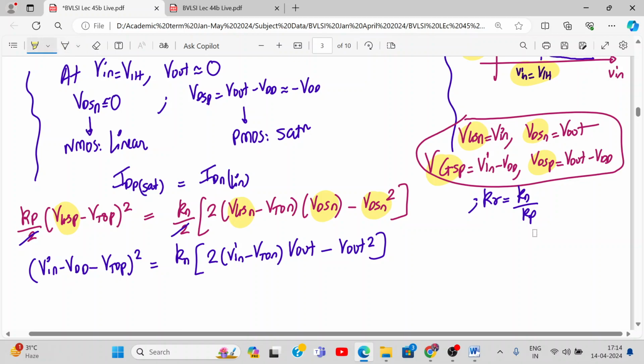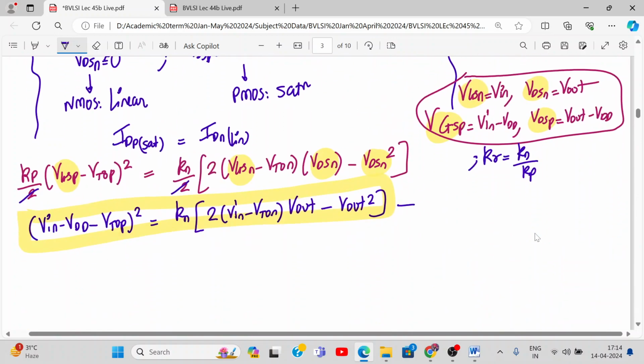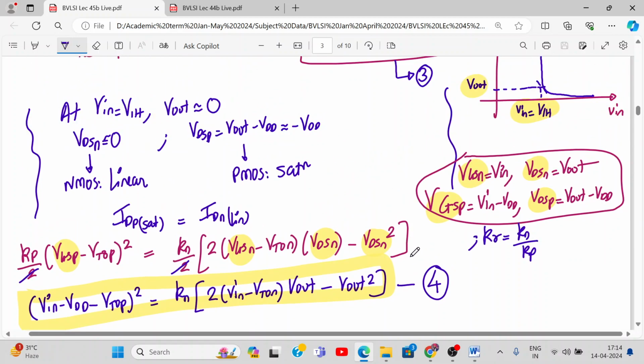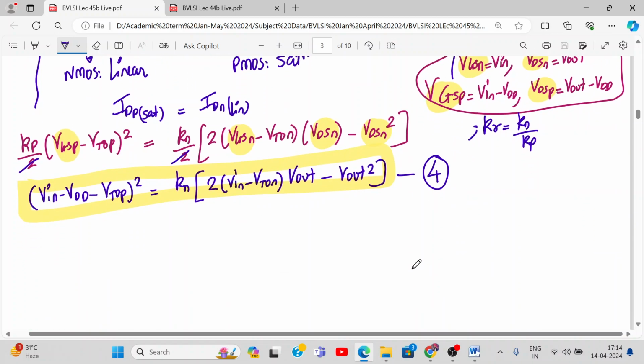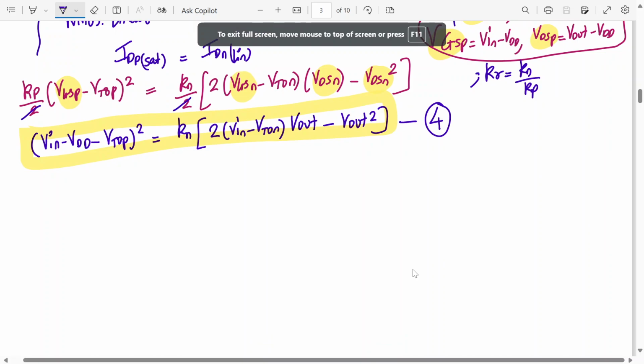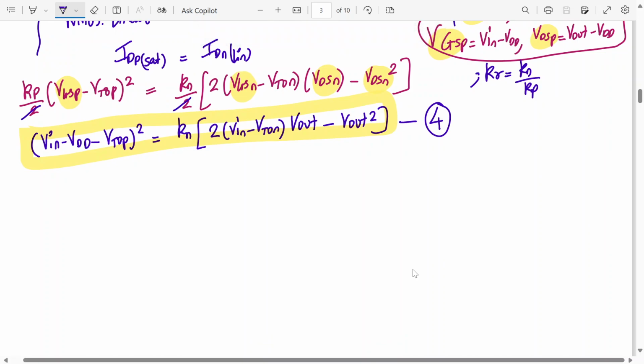So this is the equation which we have to derive in one step, you don't need to remember it. Are you following? We can call this equation number 4. Instead of remembering it, solve it in 1 minute by identifying the regions of operation. Alright, and from now on we will substitute the values and solve it. Let's proceed further.